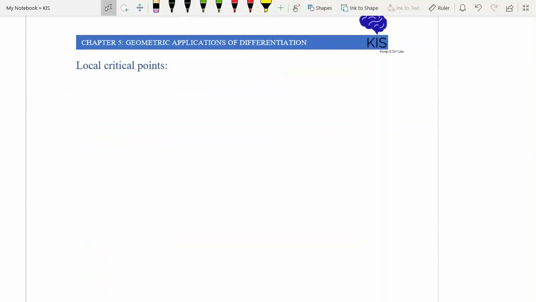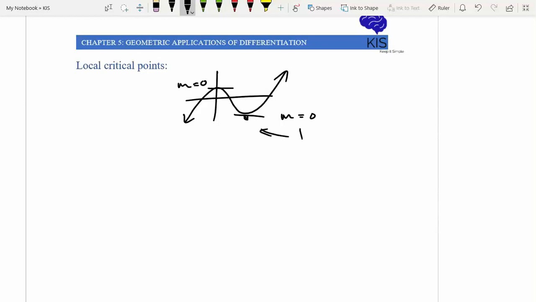Let's have a look at local critical points. Okay, I'm going to draw up a little diagram here just to show what local critical points means. Like we spoke about in the last section, this here has a gradient of 0, so m is equal to 0. Also here, m is equal to 0. We call this point here a local minimum, and this point here, a local maximum.